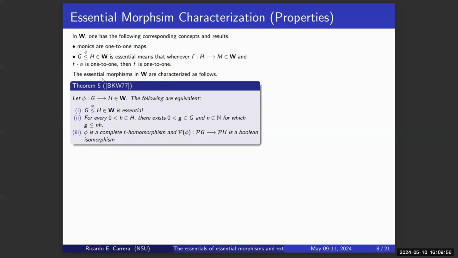And in W, you also have the feature that the essential morphisms can be characterized basically in the same way. So phi is an essential extension in W if these two conditions hold. The second condition says for every H greater than 0 in H, there exists a G greater than 0 in G and an N in N, for which G is less than or equal to N times H. And the third one says that phi is a complete L homomorphism, and that P of phi from P of G to P of H is a Boolean isomorphism. So in other words, the trace map of the polars, and by tracing being the intersection, the trace map of the polars of H onto the polars of G is actually 1-to-1. Okay.